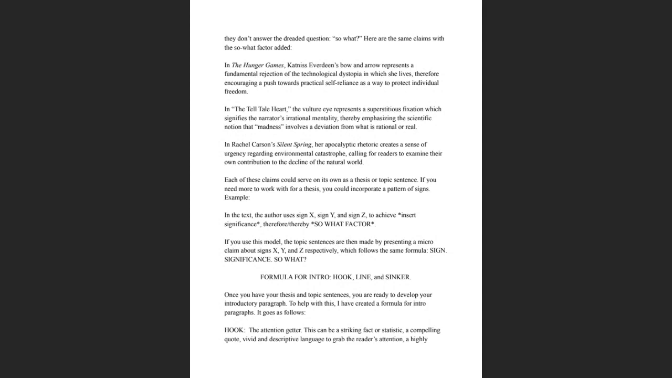So what? Well, in The Hunger Games, Katniss Everdeen's bow and arrow represents a fundamental rejection of the technological dystopia in which she lives, therefore encouraging a push towards practical self-reliance as a way to protect individual freedom, right? The Hunger Games is all about, it's a dystopia, which means it's a warning that we're going in a bad direction and we need to turn it around. So what is it saying? The text is using this bow and arrow to say, hey, self-reliance, self-dependence, less of an emphasis on technology.